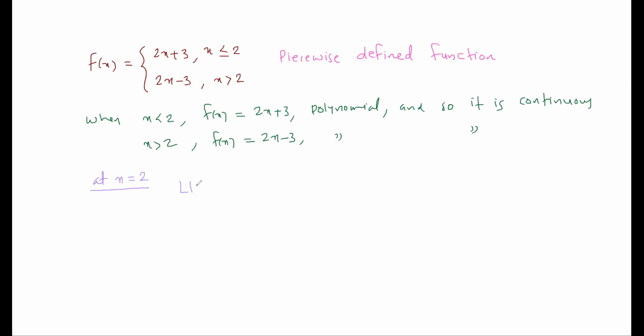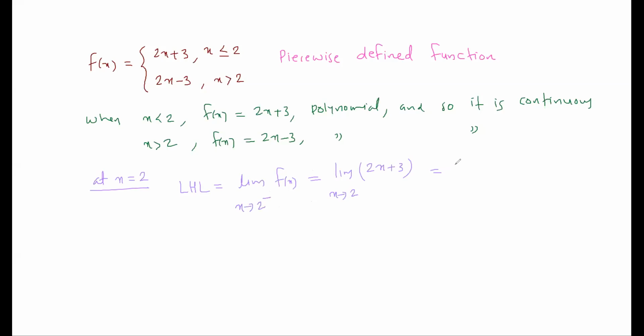Yes, x is equal to 2 mein left hand limit. Left hand limit is equal to limit of that function as x approaching to 2 from the left side. So when x approaching to 2 from the left side, that means x is less than 2. So x is less than 2, the function is 2x plus 3.